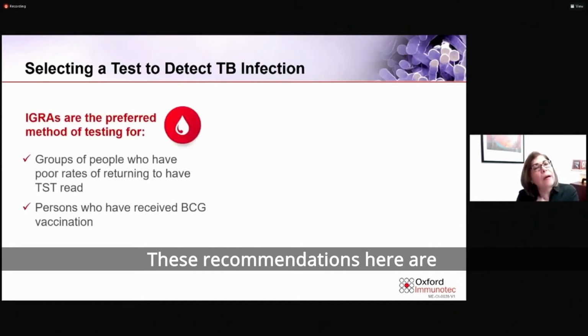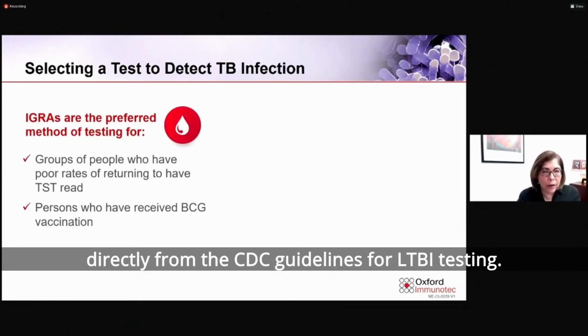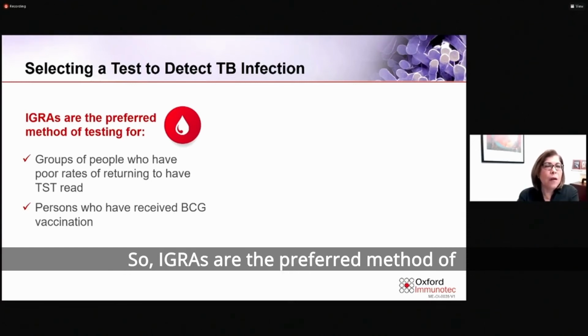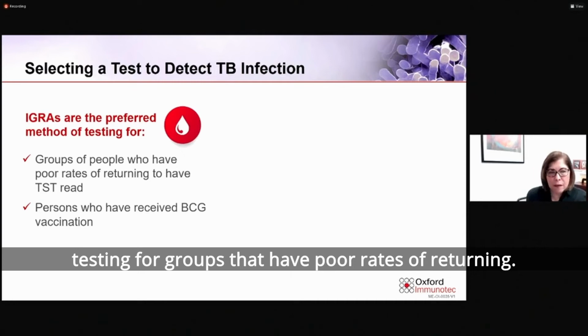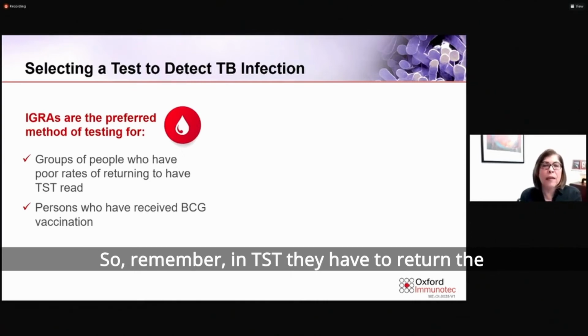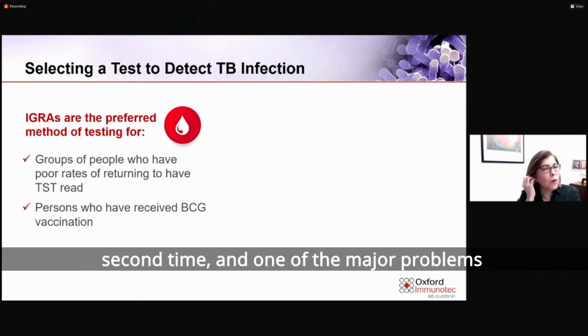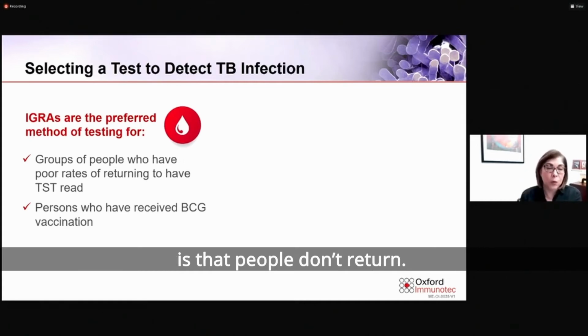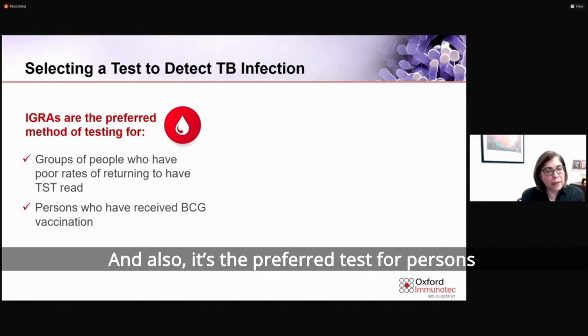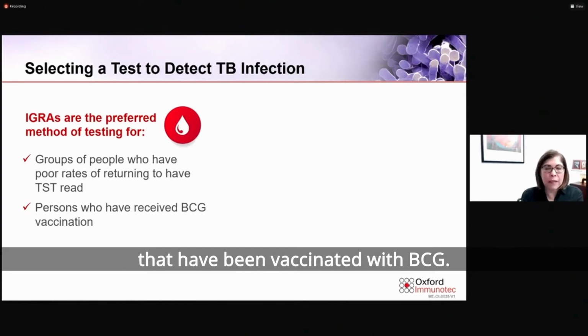These recommendations here are directly from the CDC guidelines for LTBI testing. So IGRAs are the preferred method of testing for groups that have poor rates of returning. Remember, in TST, they have to return the second time, and one of the major problems is that people don't return. Once they miss the window for reading the test, you can't really interpret the result. And also, it's the preferred test for persons that have been vaccinated with BCG.